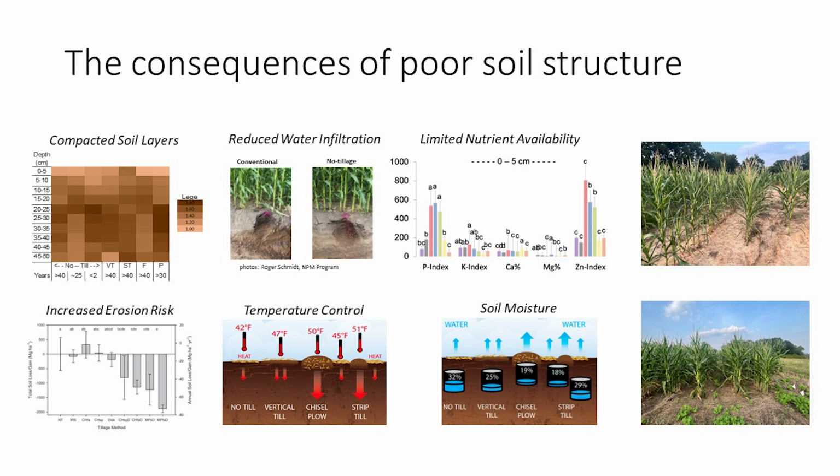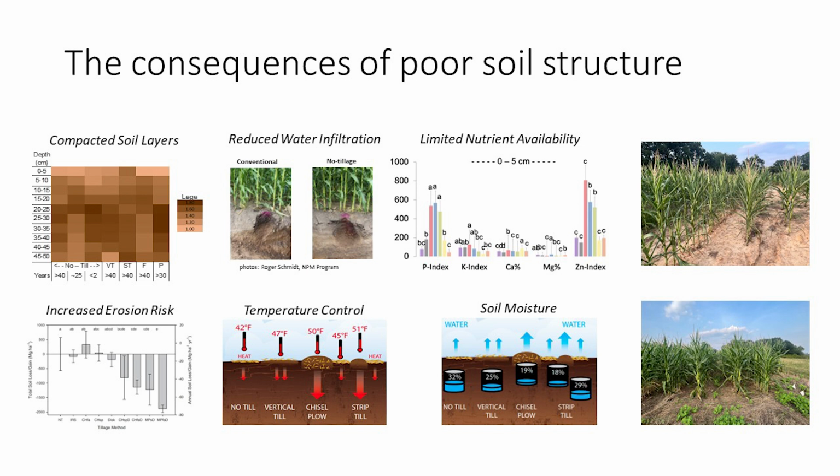So here is some of the data we got from the coastal plain. These are, as you can see, compaction, infiltration, nutrient availability, erosion, temperature, moisture. They are all different properties, but they are all showing the same thing. So let's look at the compaction a little bit. We have longer than 40-year no-till, 25-year no-till, recently moved to no-till, vertical till, strip till, and also comparing them with forest and pasture, trying to see if our field activity is making a difference.